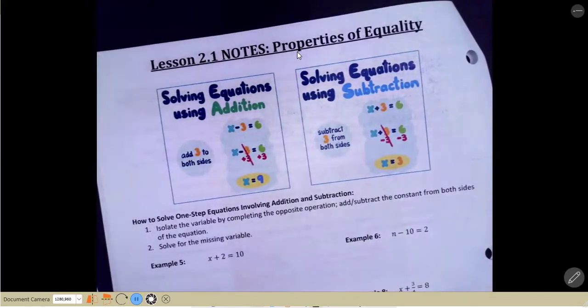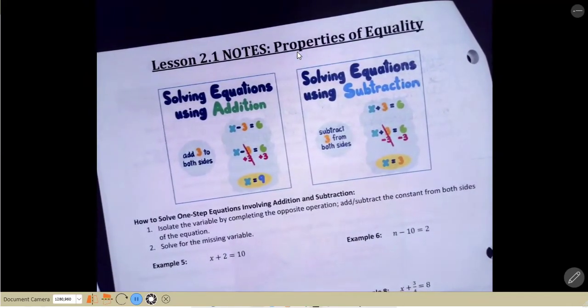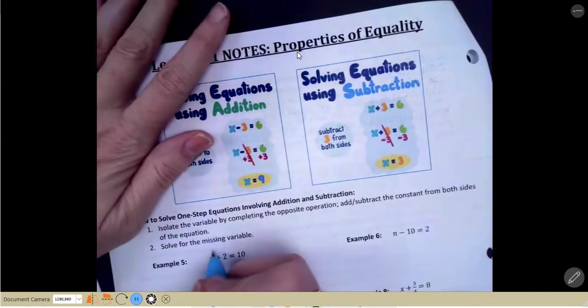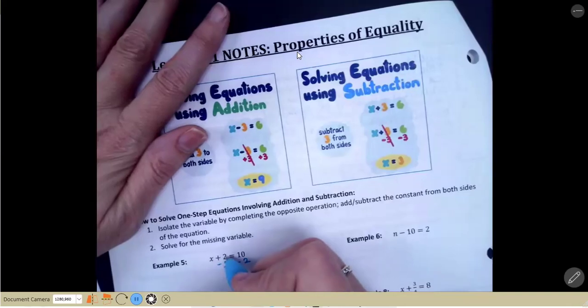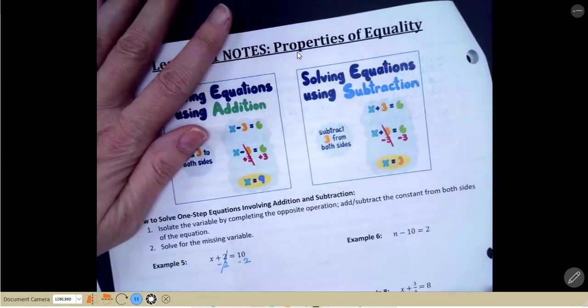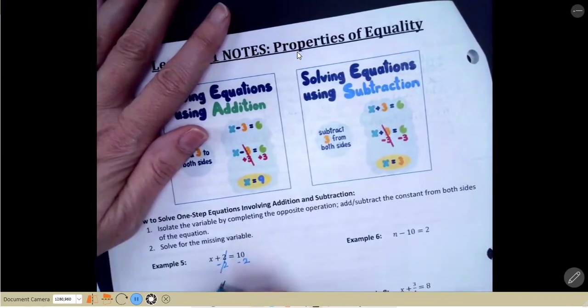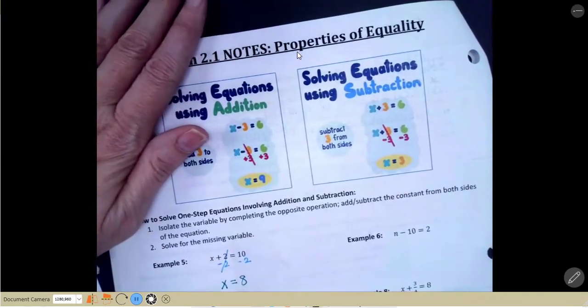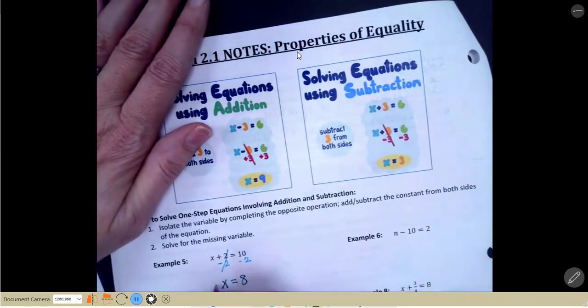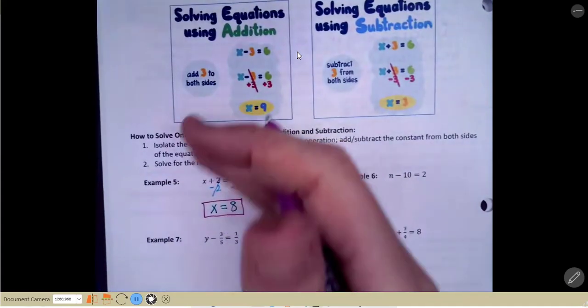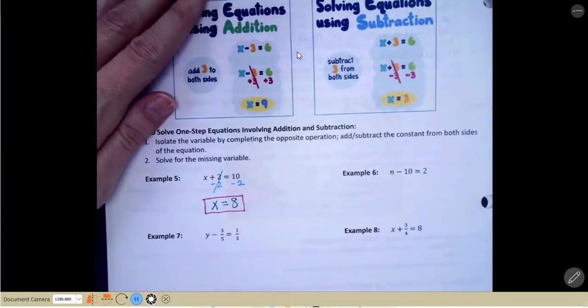And I do want you to show each step, even though in your head you know x equals 8, we're still going to show that one step. So we're going to subtract 2 on both sides. And we get rid of that because 2 minus 2 is 0. And we're left with x equals 8. Okay. All right. We're going to do the left side, and then you can do the right side.